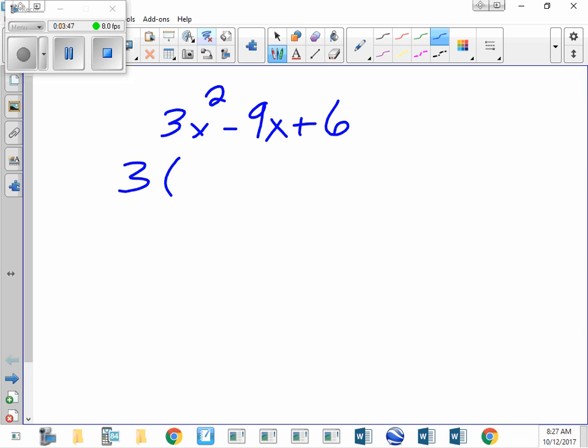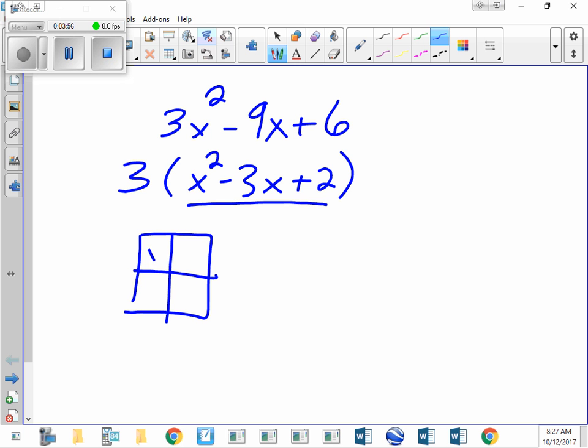I'll pull out a 3, and I get x squared minus 3x plus 2. And I want to put this stuff in the box. X squared, plus 2. Multiply those together, and I get 2x squared. That number is positive, which tells me they're the same sign, and the middle sign is negative, which tells me they're both negative. So negative, and I factor, and I get 1 and 2. Do those work? Yes.